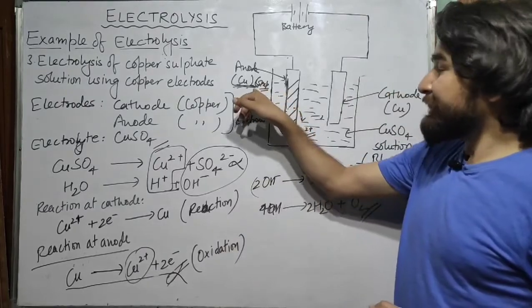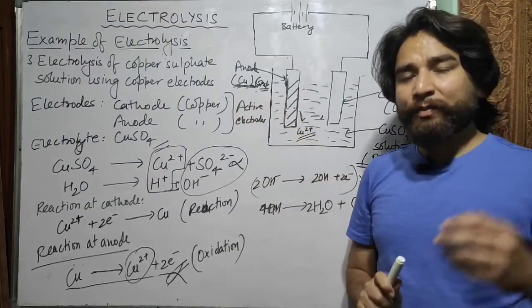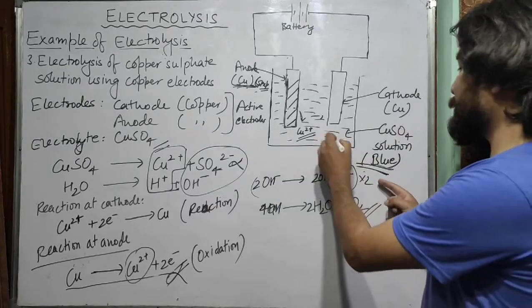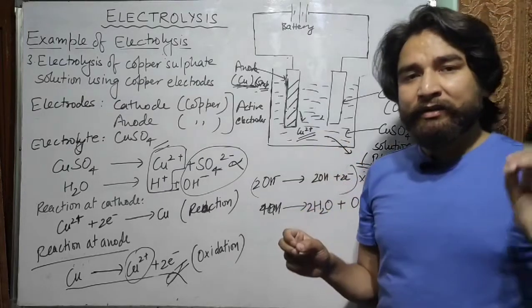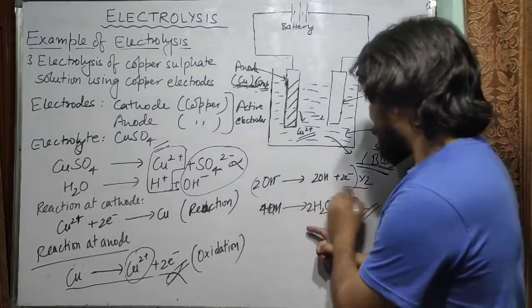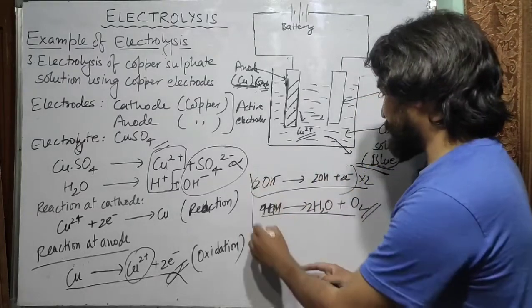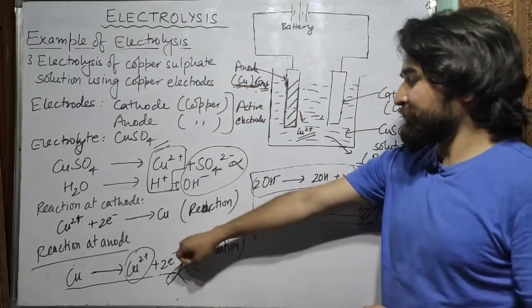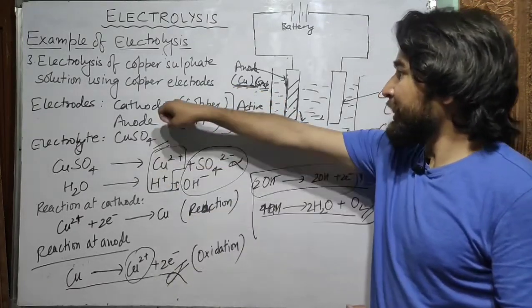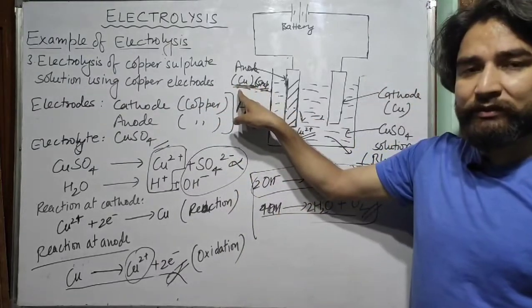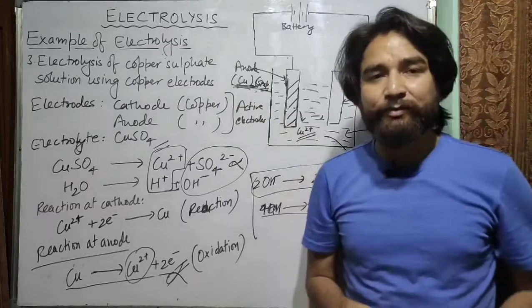If we use an inert electrode instead of a copper electrode, there will be two differences. The first, the blue color will fade, and the second, the reaction at the anode will be different from the first case, where we use an active electrode such as copper. So you have to remember these points.